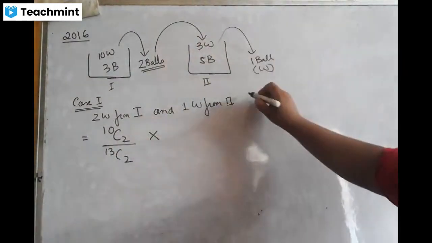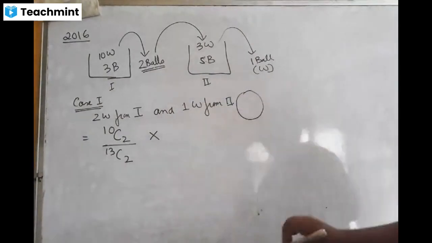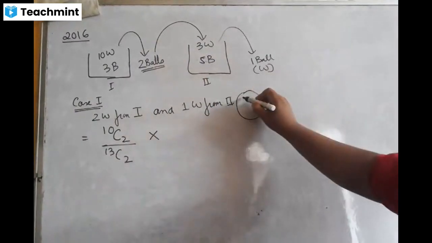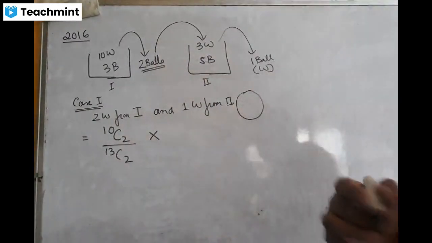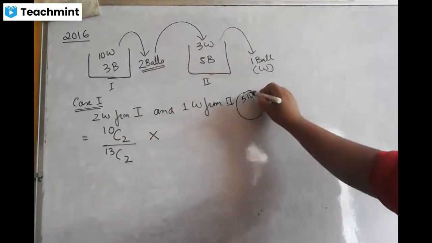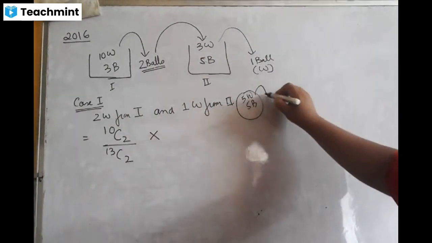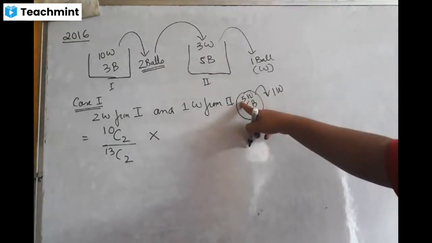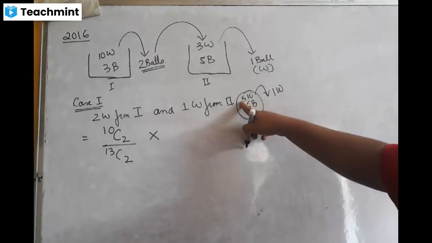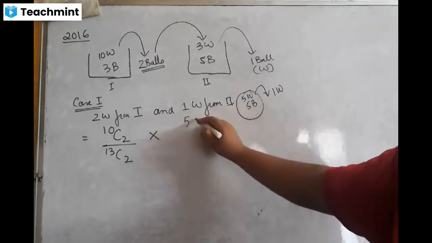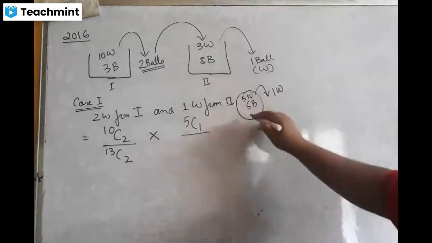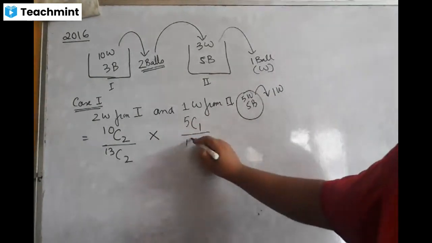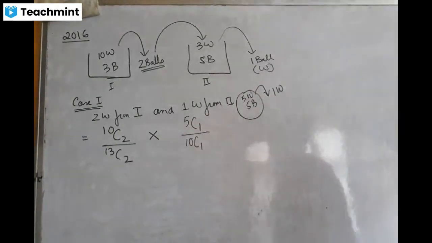So what is the new composition of bag B? If you put two white balls here, and there were already three before, how many now? 5. Yes, there will be five white and five black. From here you have to draw one white. So in how many ways can you do it? How many whites are there? 5. Out of 5, I have to choose one, divided by the total. How many balls are there? 10. Out of 10, I have to choose one: 10C1. This is it. Case 1 done.